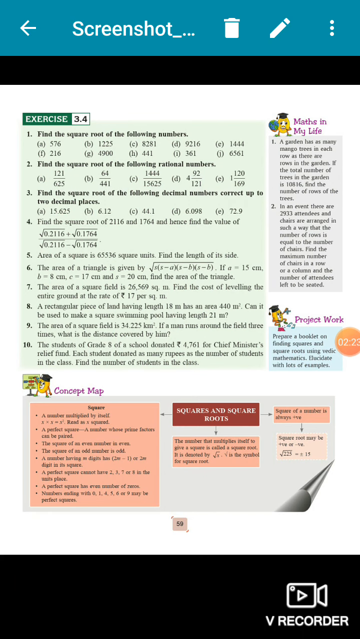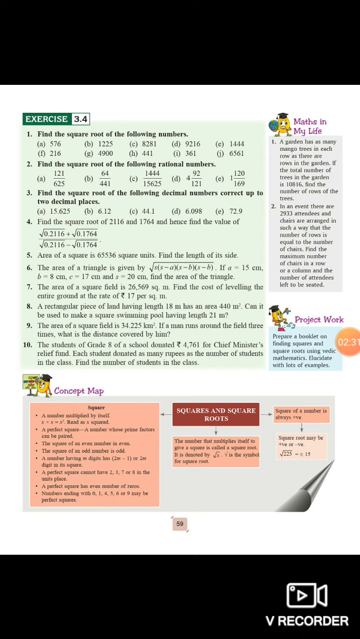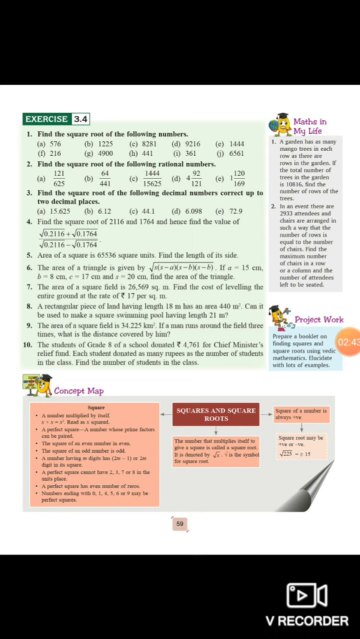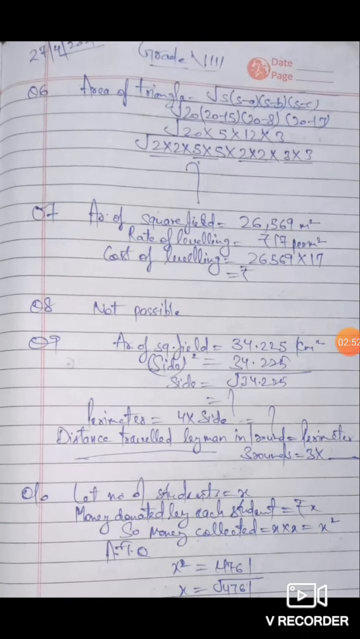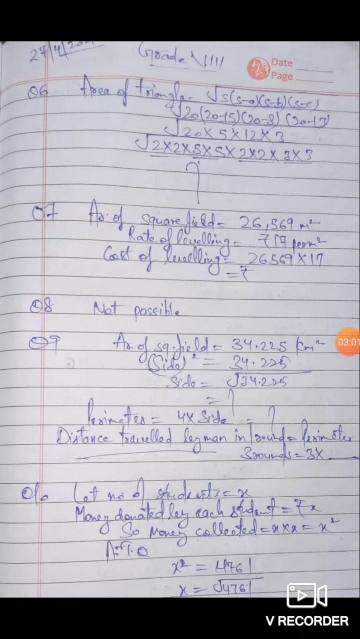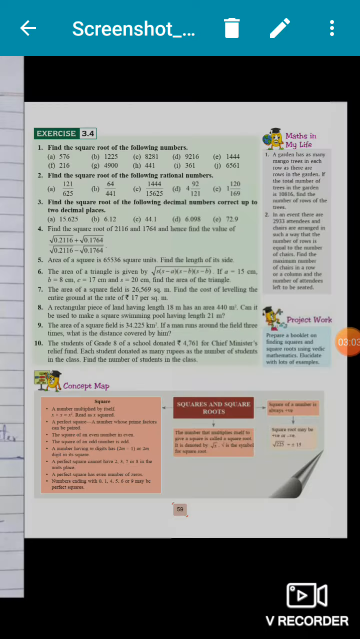Question 7: the area of a square field is given to us. Find the cost of leveling the entire ground at the rate of 17 rupees per square meter. This sum is not based on this topic, but somehow it is given here, so we have to do only multiplication. As you can see, the area of the field is given and we have to tell the cost of leveling, when the rate of leveling is 17 rupees per square meter. So we just have to multiply. In this way we will write the area of square field and the rate of leveling, 17 rupees per meter square. So what will be the cost? Just find the product, not more than that.